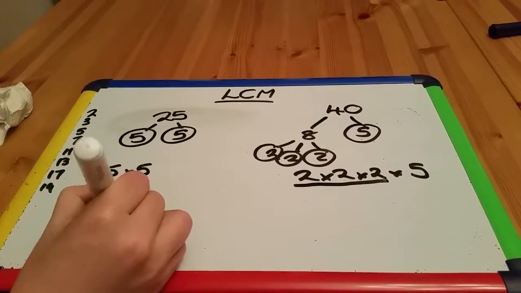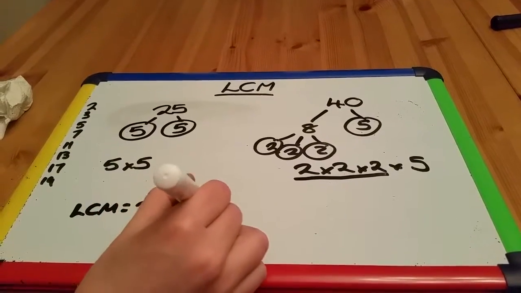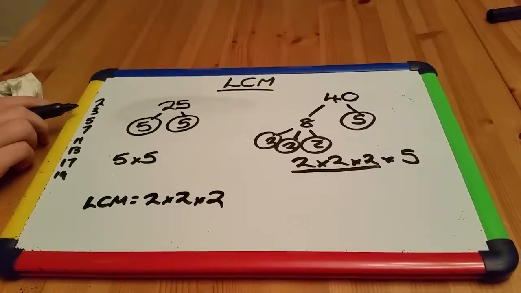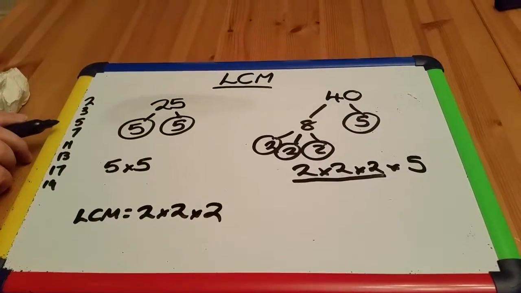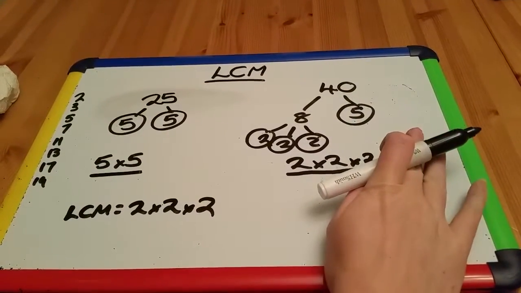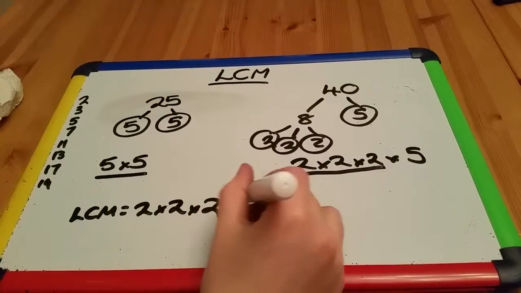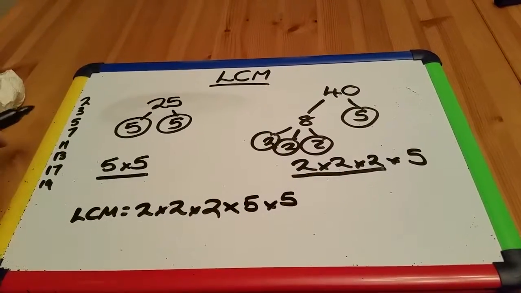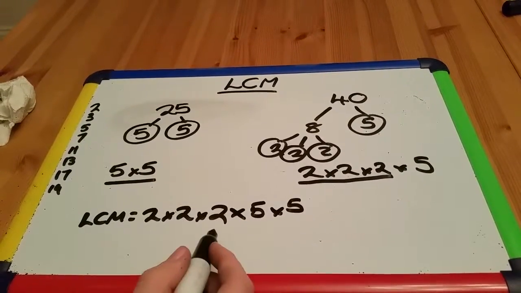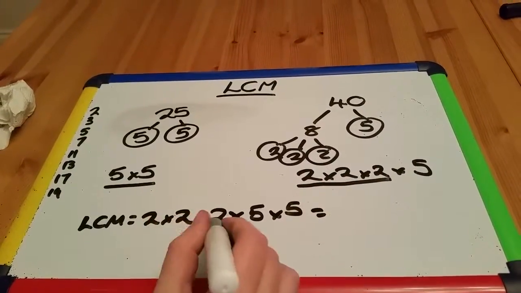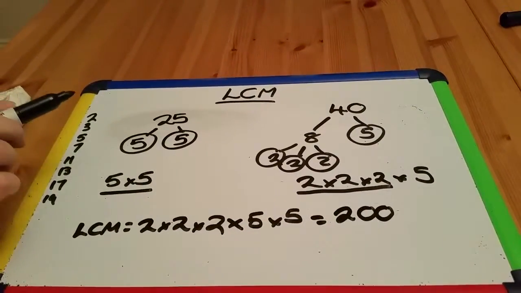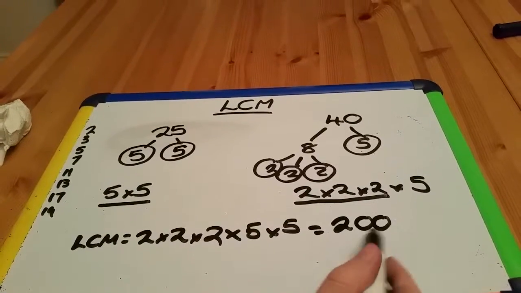My lowest common multiple is going to be 2 times 2 times 2. Then I move on to the next number, 3s. I don't have any 3s at all, so I move on. 5s. My largest group of 5s is this one. So I ignore this one, leave it where it is, and just take these ones. And after that, I don't have any more of these prime factors. All that's left for me to do is to work this out, which is 8 times 25, which is 200. The lowest common multiple of 25 and 40 is 200.